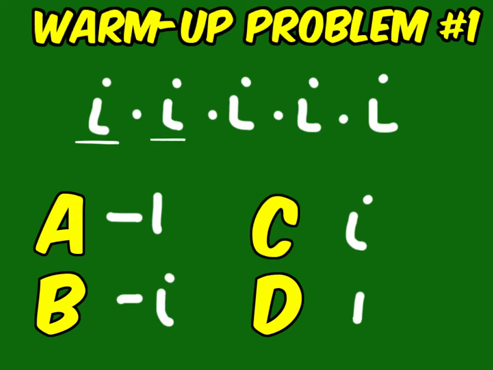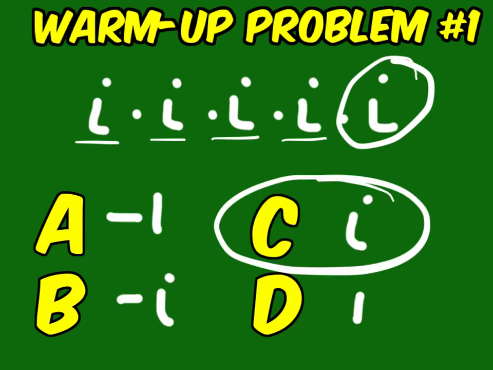You have 1, 2, 3, 4 i's. If you have 4 i's multiplied together, that's just 1. So what's left over is i. Answer should be C.